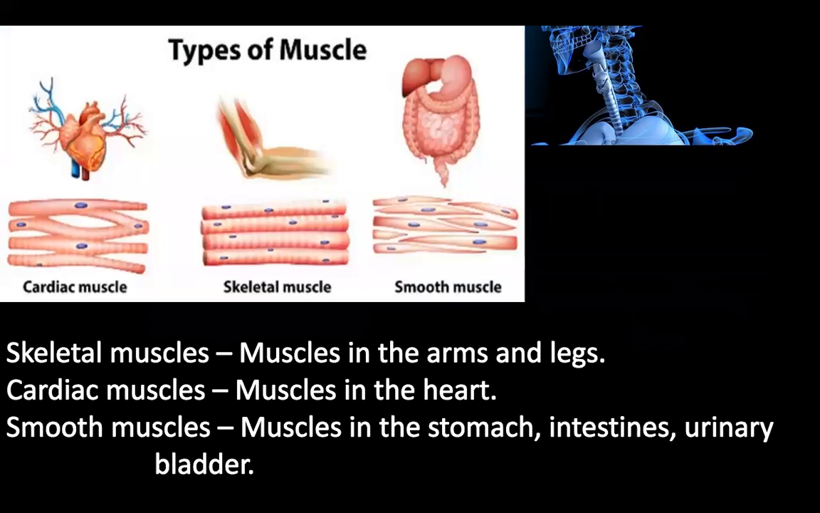The three types of muscles are skeletal muscles, cardiac muscles, and smooth muscles. Skeletal muscles are those which are attached to the skeleton. They are under voluntary control. Cardiac muscles are located in the walls of the heart. Smooth muscles are located in the walls of the internal organs except the heart.